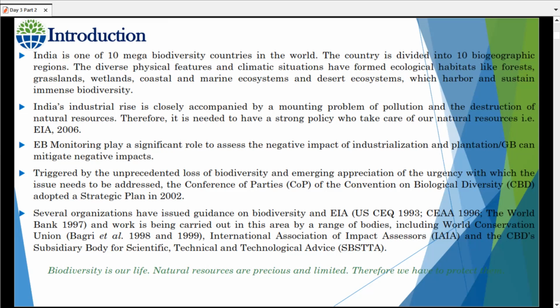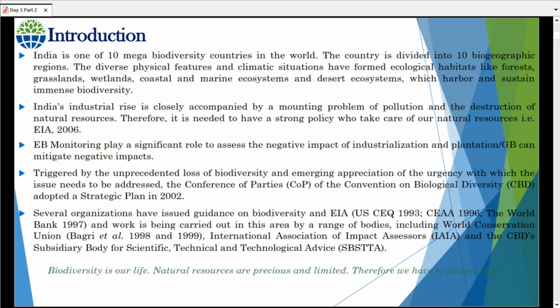India's industrial rise is closely accompanied by a mounting problem of pollution and the destruction of natural resources. Therefore, it is needed to have a strong policy to take care of our natural resources. And we have the EIA 2006, amended in 2020, but the draft notification was not finalized. Environmental monitoring plays a significant role in assessing the negative impact of industrialization and transition.